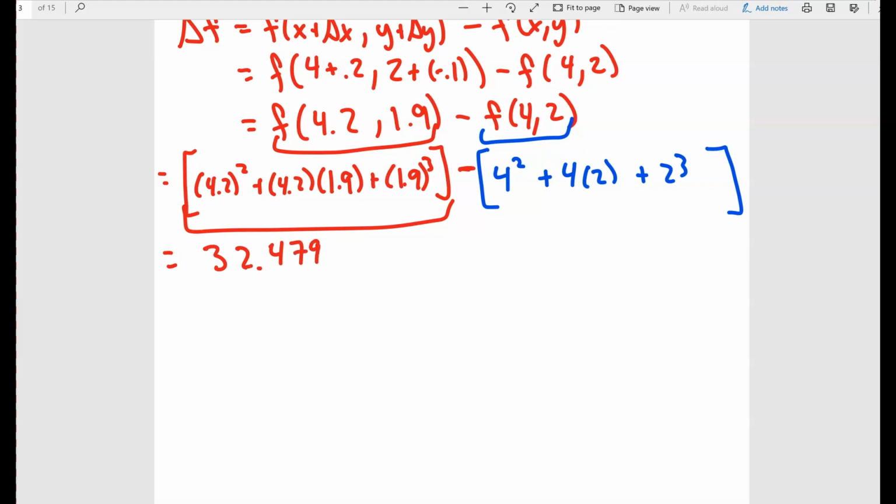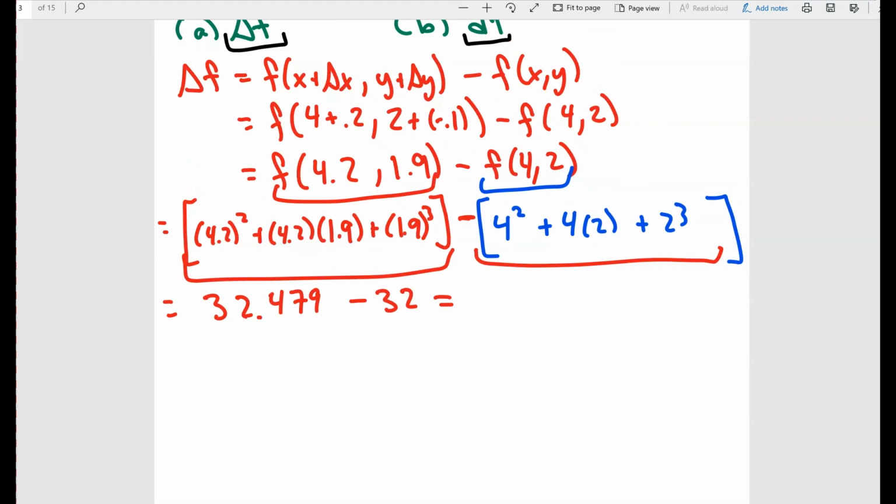Okay, that's what I got earlier. Minus, and if you put this into your calculator, you're going to get 32. So what you're going to get is the difference, the change. If I change x and y by a little bit, how is that going to influence it?